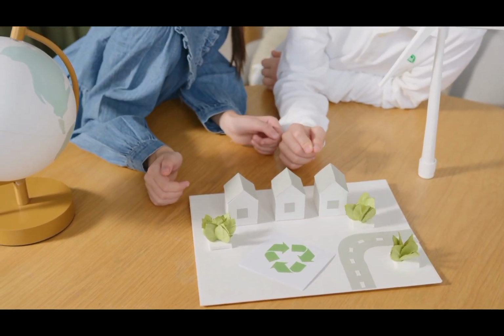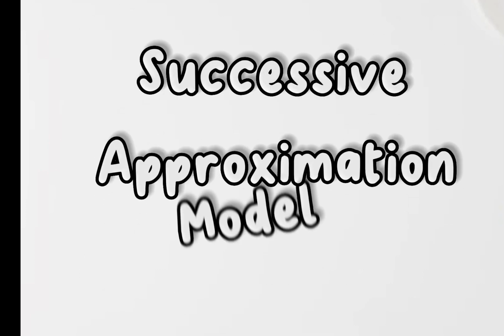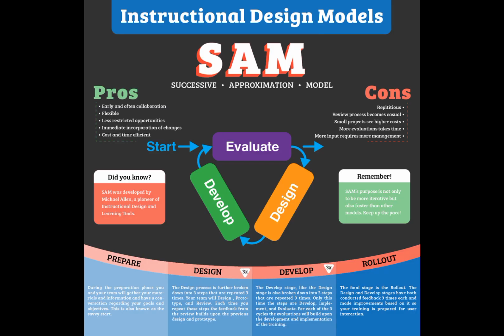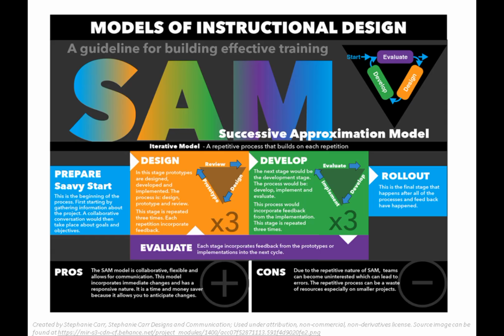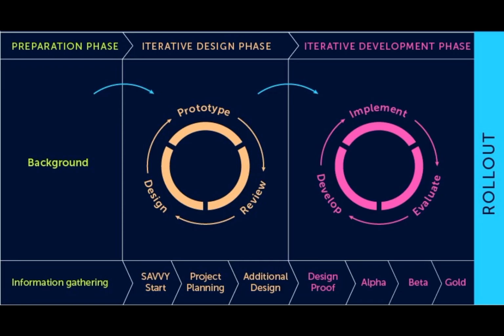And the third one, or the final one, is the SAM model, which stands for Successive Approximation Model. It is an iterative model of instructional design that involves a series of rapid prototyping and testing cycles. In this model, the design team develops a prototype of the instructional materials, tests it with a small group of learners, and then makes changes based on feedback. This process is repeated until the instructional materials are refined and ready for full-scale implementation.